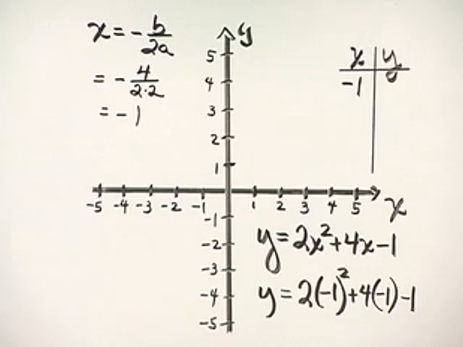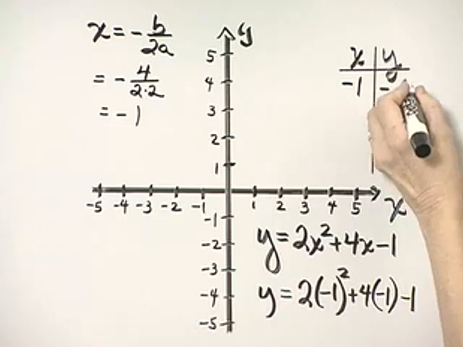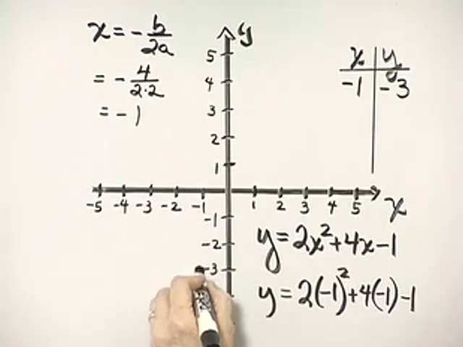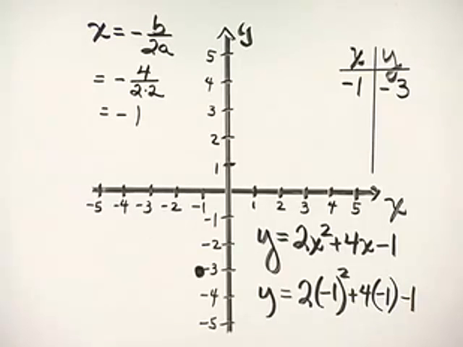So that's 2 times positive 1. I'll let you finish that out, but the y value will be negative 3. So negative 1, negative 3, that is the vertex, don't forget.